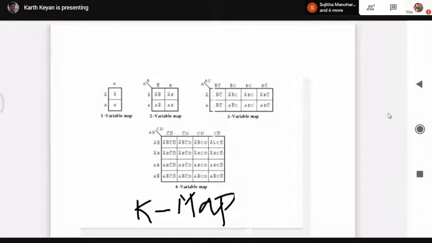We'll go for digital electronics or digital circuits or digital principles and system design, and one of the most important topics is the coordinate map. Why this coordinate map? The purpose of the coordinate map is to find the simplified expression. Based on the simplified expression, we can draw the simplified circuit.